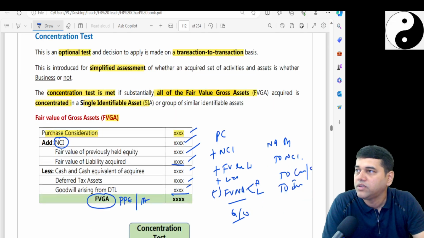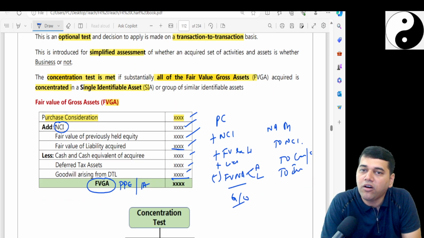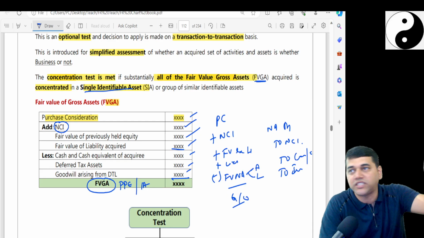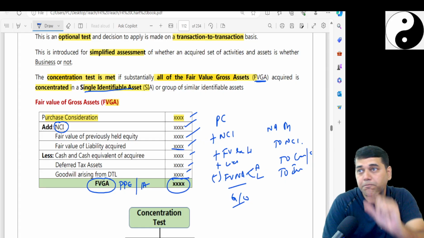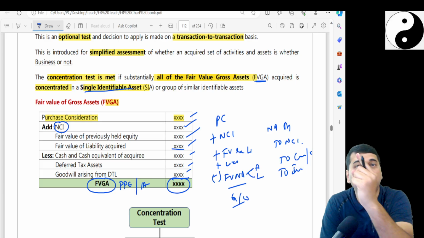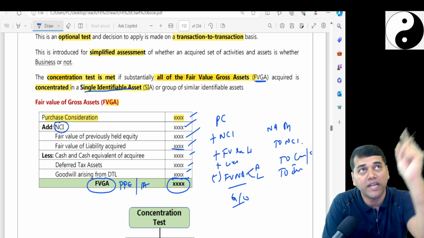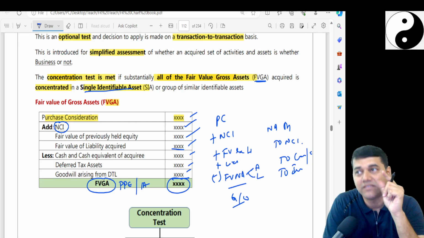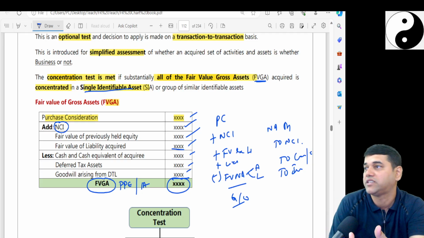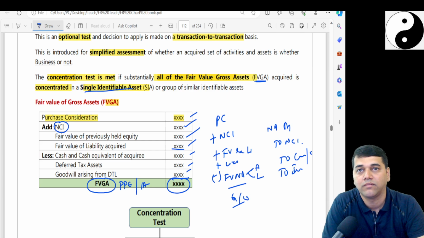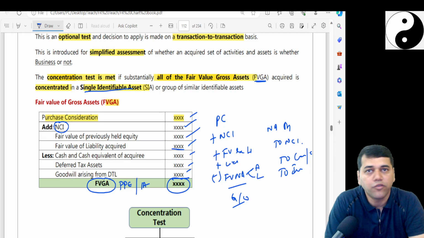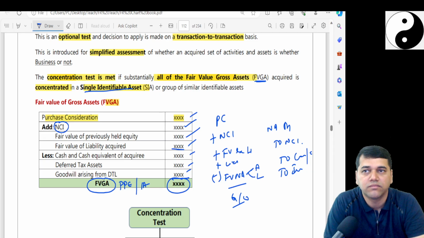Follow? So now, if all of the fair value of the gross assets is concentrated, now I'll go to the balance sheet. I will check, is this value substantially equal to any one item of the PP, one item of the intangible asset? If the answer is yes, I will say concentration test is met. This is not a business combination, this is an asset acquisition. It is an optional thing. If you want, you can do it, else you can leave it.